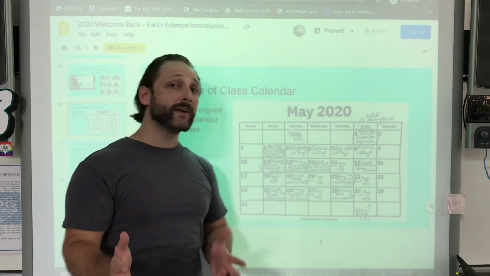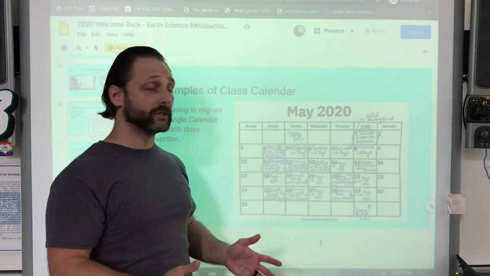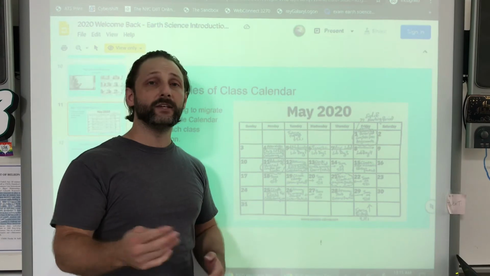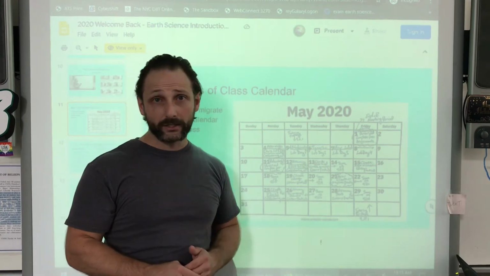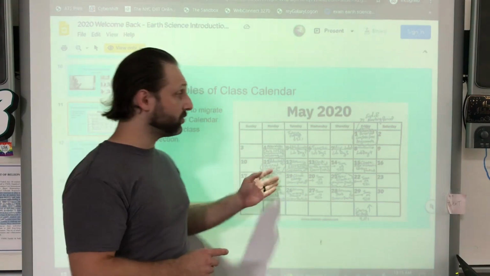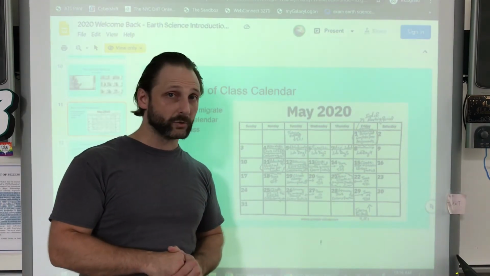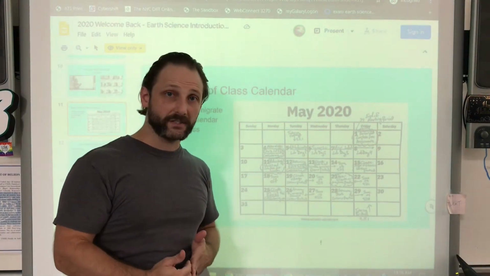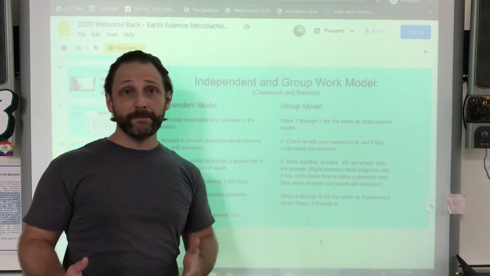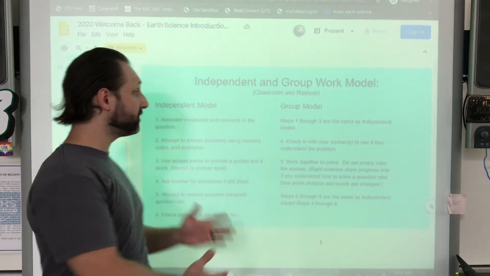I'm going to be migrating over to Google Calendar to do this instead. I think it will suit the cohorts better in each of the class periods than doing it all on paper, since we're going to have somewhat of a staggered schedule in terms of the sequence of topics. Independent and group work models are here.